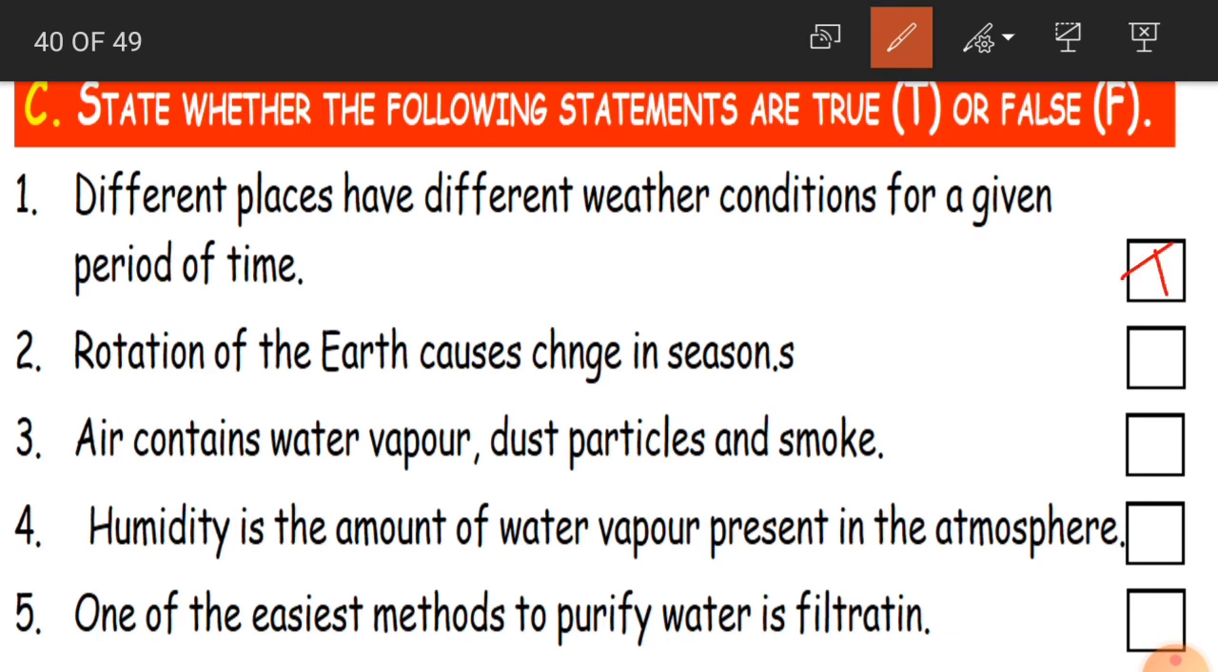And the second one is rotation of the earth causes change in seasons. This is change in seasons.